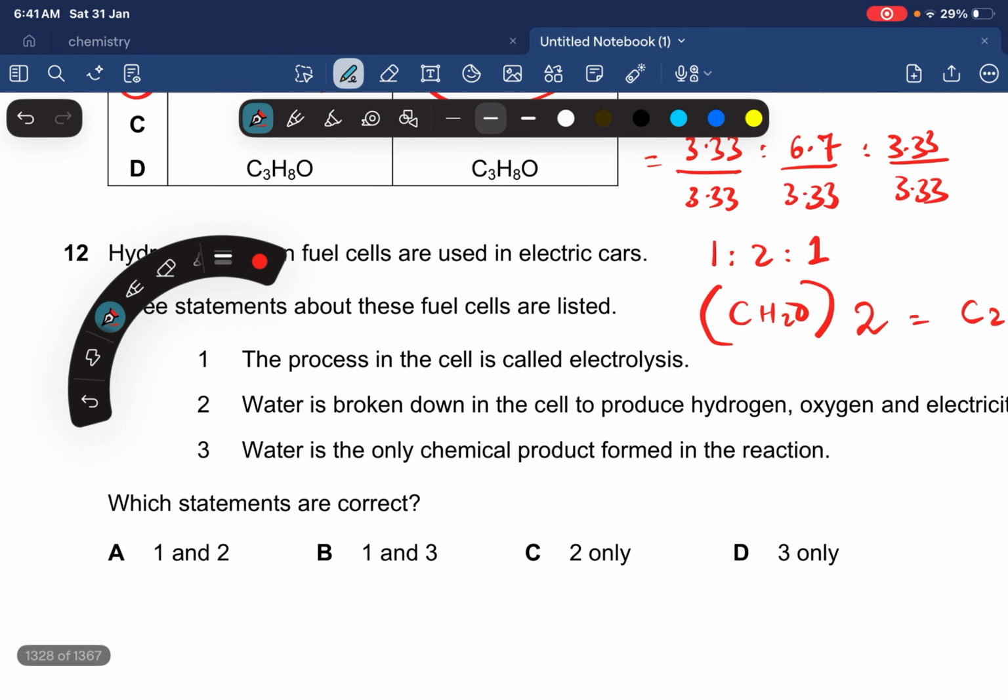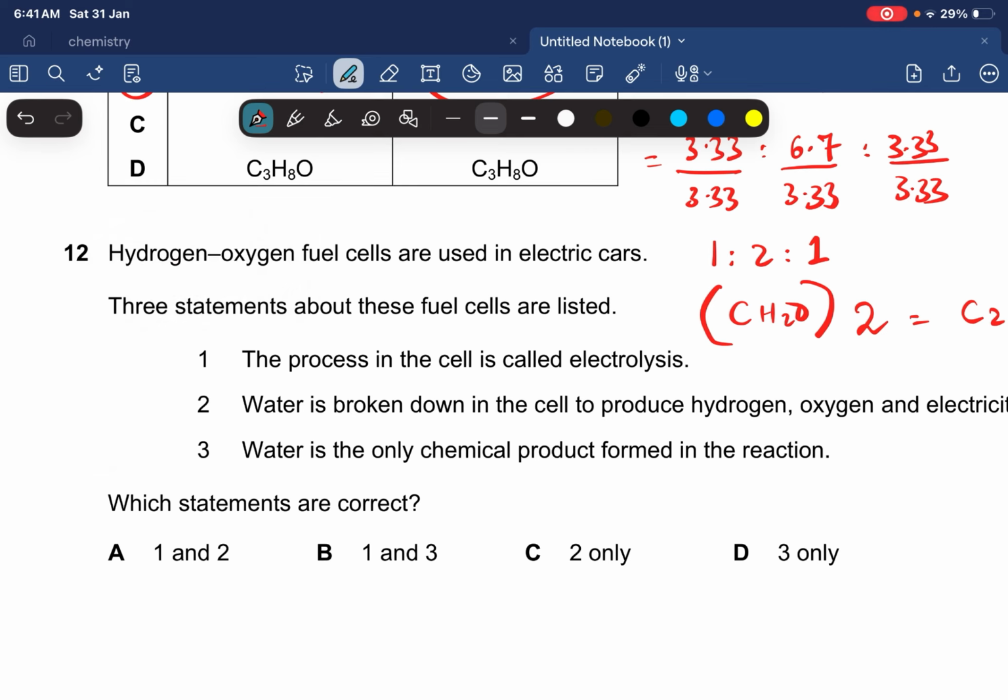Hydrogen oxygen fuel cells are used in electric cars. Which statements about fuel cells are correct? The process in the cell is called electrolysis. Water is broken down in the cell to produce hydrogen, and water is the only chemical product formed in the reaction. The first thing you have to realize is that hydrogen oxygen fuel cells take hydrogen as fuel, combust it, and then produce your water.